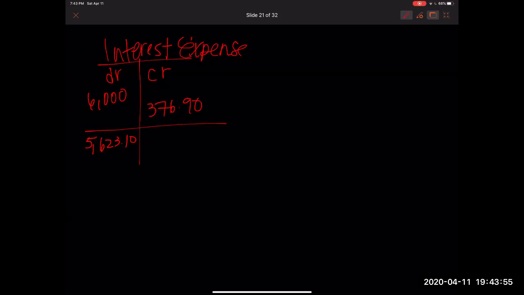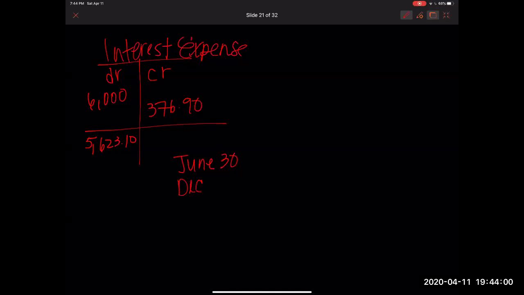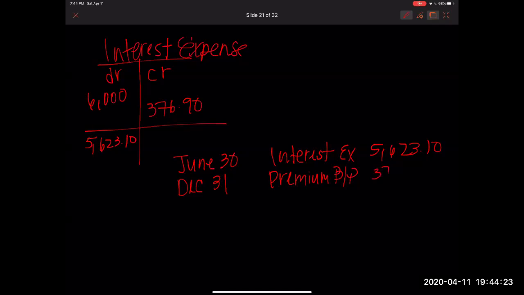Now, if I'm going to write it all out, it's going to be on June 30th, and then again on December 31st. My journal entry to capture all of my interest is going to be a debit to interest expense in the amount of $5,623.10. I have another debit of premium on bonds payable in the amount of $376.90. And then my credit is going to be to cash of $6,000. Okay, so hopefully that makes sense to you.